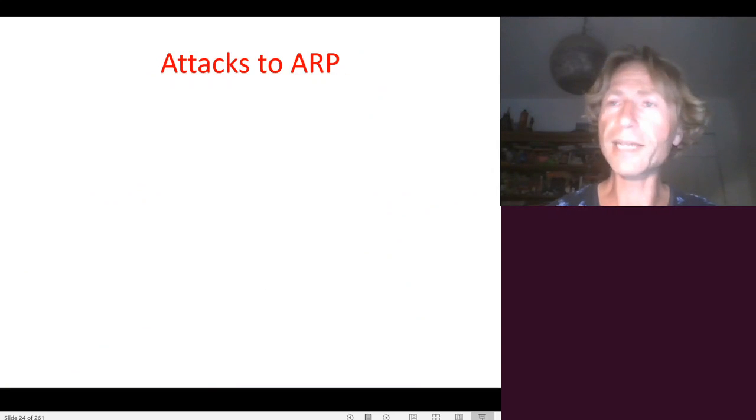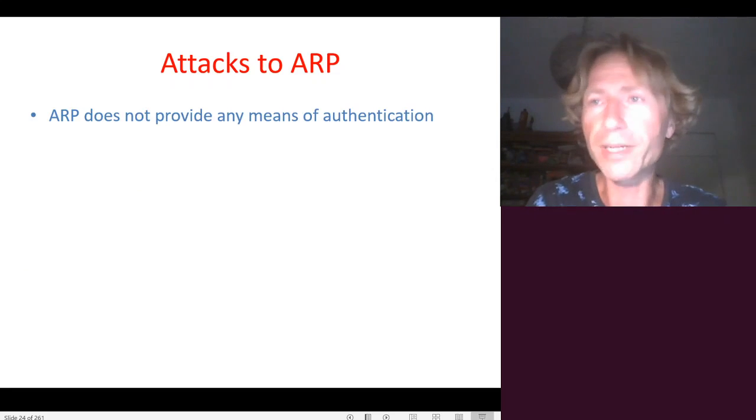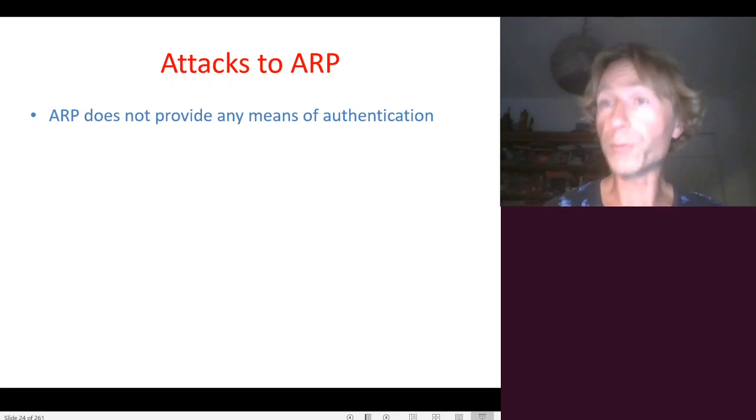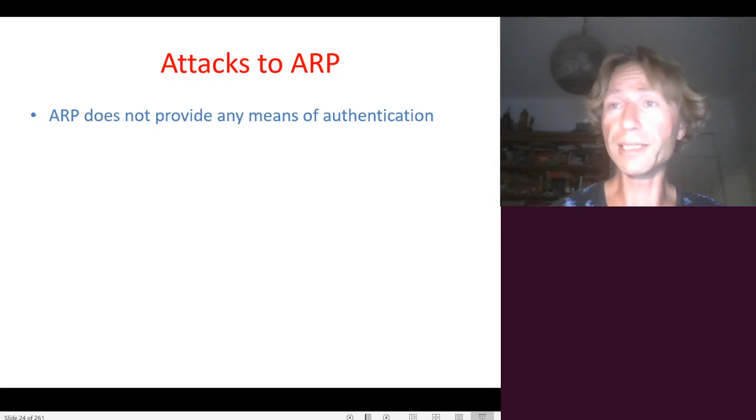Now, what kind of attacks are possible on ARP? ARP is not a very secure protocol. It wasn't designed with security in mind. So, for instance, it doesn't provide any form of authentication. You cannot tell if an ARP request or ARP reply actually came from the host that is set in the packet itself, right? So you cannot verify that this is actually coming from the site that is pretending to send it.